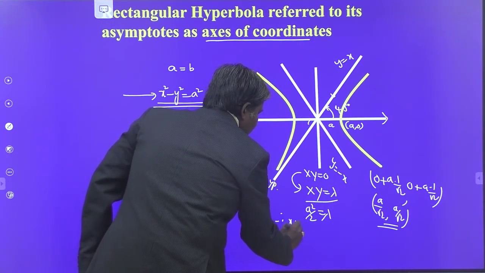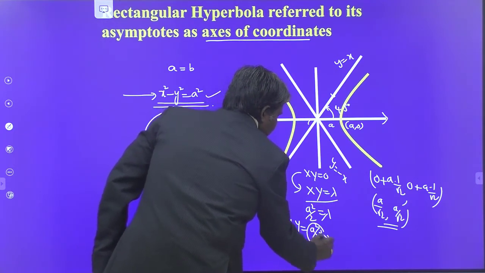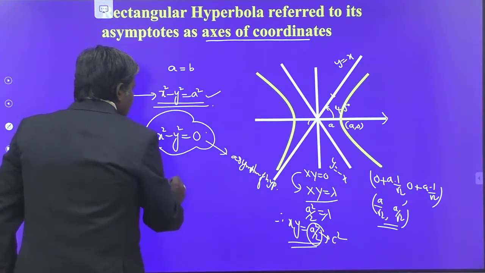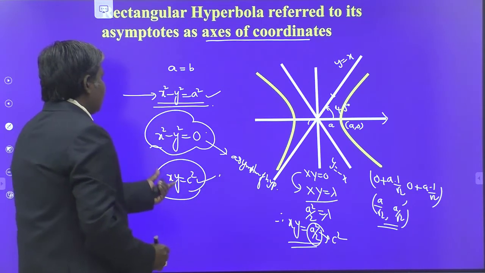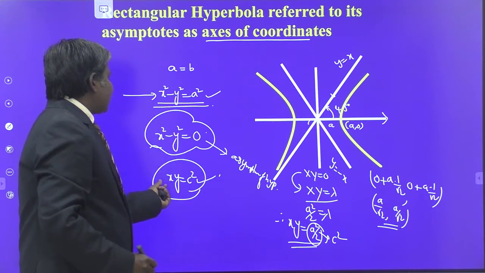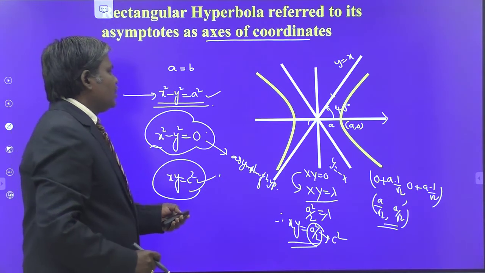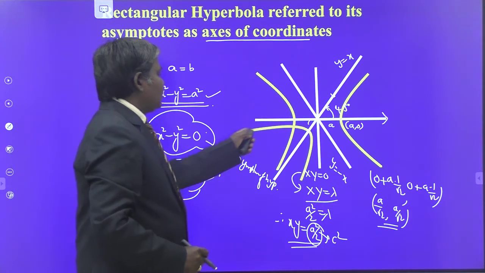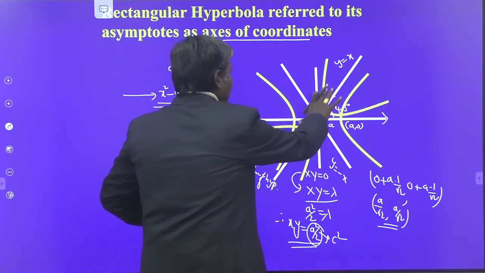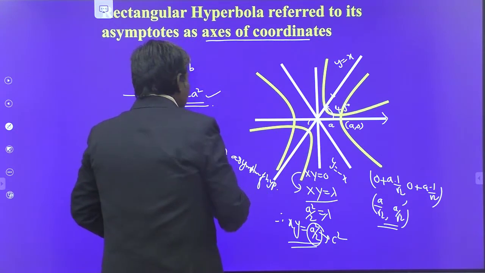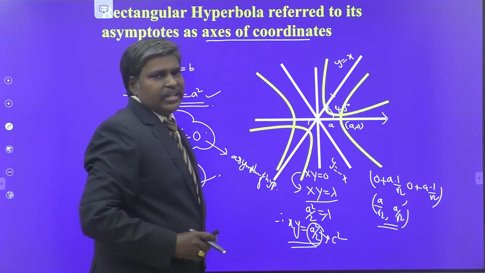So what is the equation of the hyperbola? XY is equal to a square by 2. This is always positive. Let it be taken as c square. So XY equal to c square is the equation of the hyperbola having X equal to 0 and Y equal to 0 as the asymptotes of the hyperbola. So this is the transformed equation. This is the hyperbola. Its equation is XY equal to c square. This is obtained by rotating the axis 45 degrees.